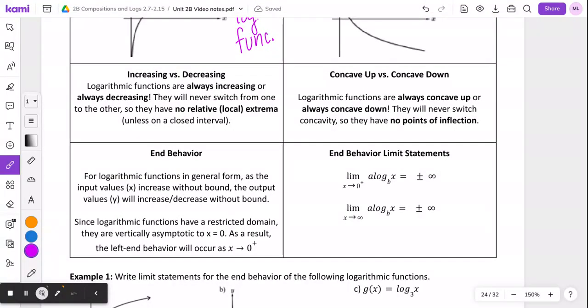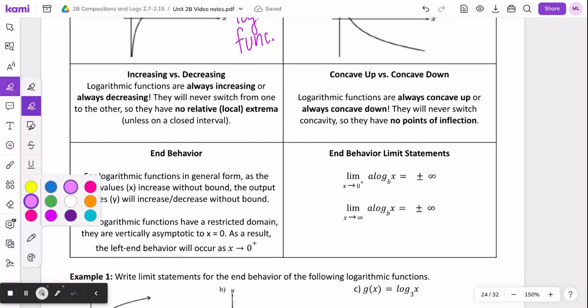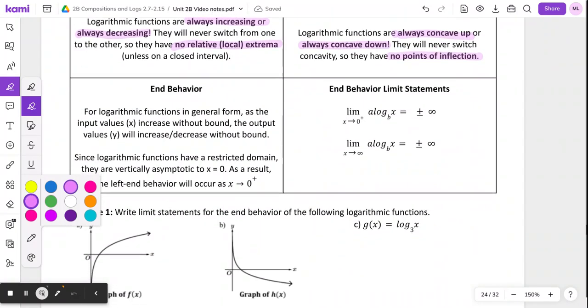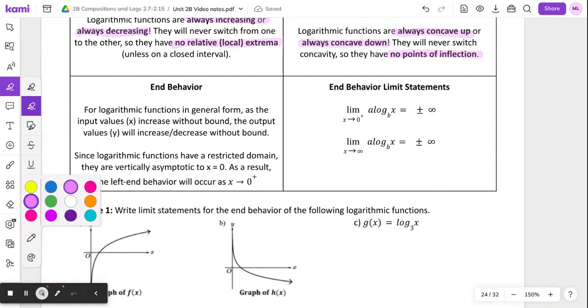Logs are always increasing or decreasing. There's no change in concavity and no relative extrema. They're always concave up or always concave down. No points of inflection. Very similar to your exponentials. All right, your end behavior.